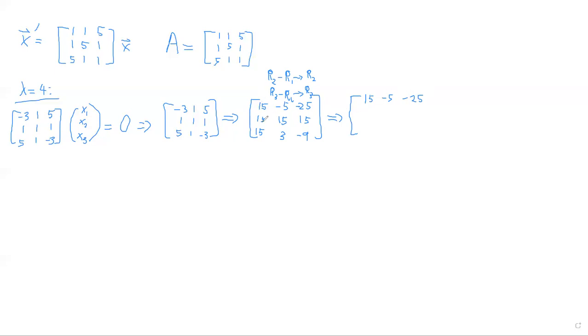So R2 minus R1: 15 minus 15 is 0, 15 minus -5 is 20, and 15 plus 25 is 40. Okay, and lastly, R3 minus R1 goes to R3. 15 minus 15 is 0, 3 plus 5 is 8, and -9 plus 25 is 16.